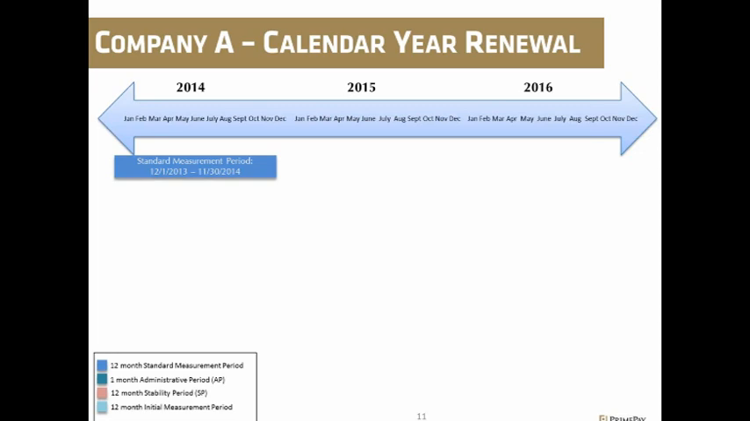So the first one here, they've said that the standard measurement period for their ongoing employees will be 12/1/2013 through November 30th. Okay, so 12 months. Now the standard measurement period is for all ongoing employees, so the vast array of the employee base will be lumped into that standard measurement period. I'm going to show you an initial measurement period for a new hire shortly. For ongoing employees, the standard measurement period is always going to be 12/1 through 11/30. We then have a 1-month administrative period.